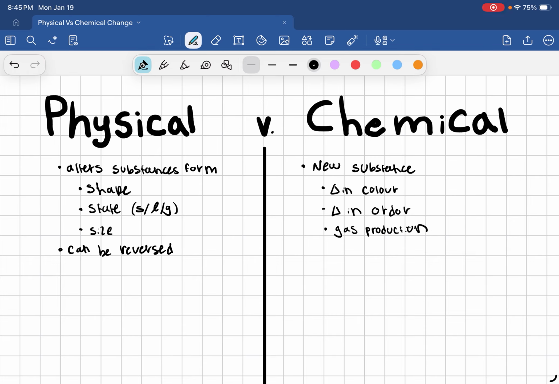this includes if you're seeing bubbles, if heat is released, or if light is released. Another indicator is if you see a precipitate form.